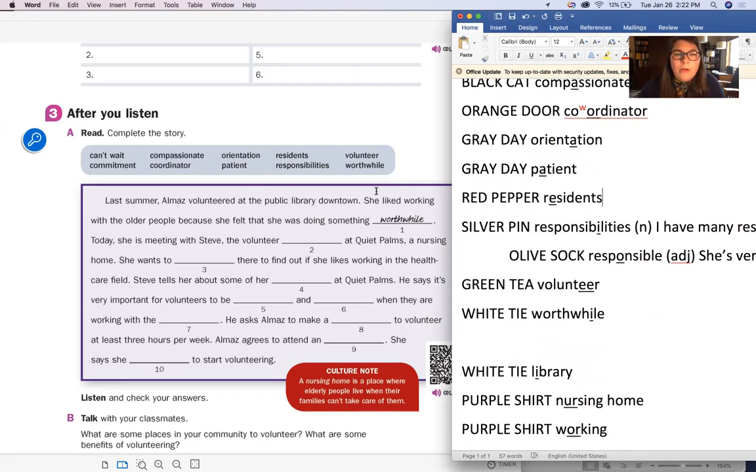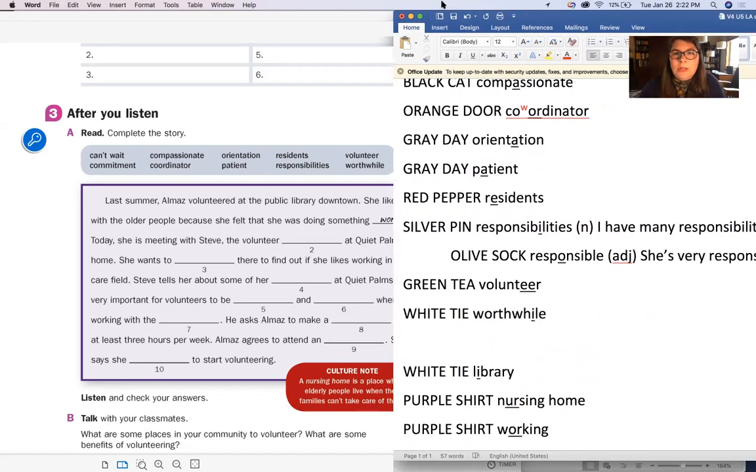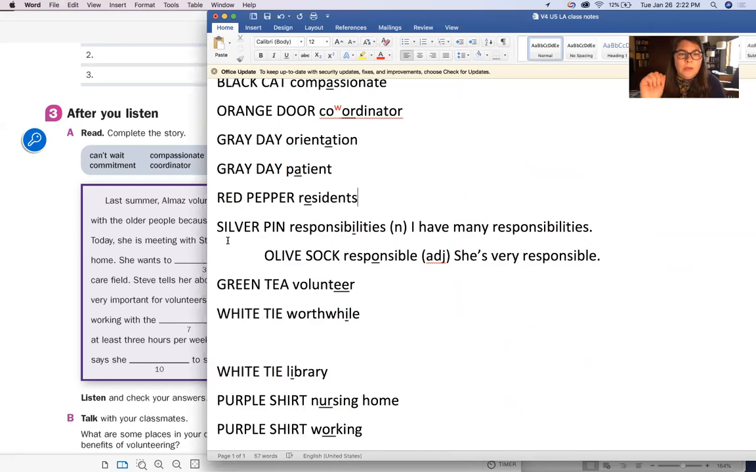All right, responsibilities. Look at this word for a second. When it's the noun, like I have many responsibilities or these are your responsibilities, it's silver pin, responsibilities. This bill is the longest syllable. Abilities, responsibilities. Practice that one. It's not easy, but important.